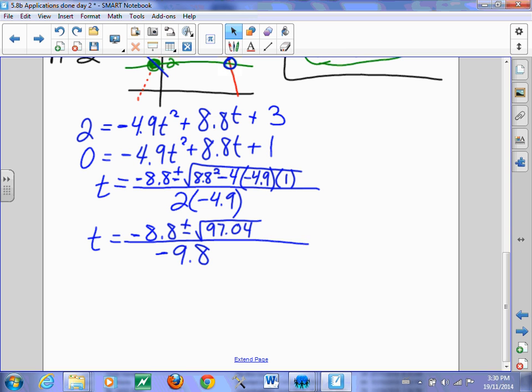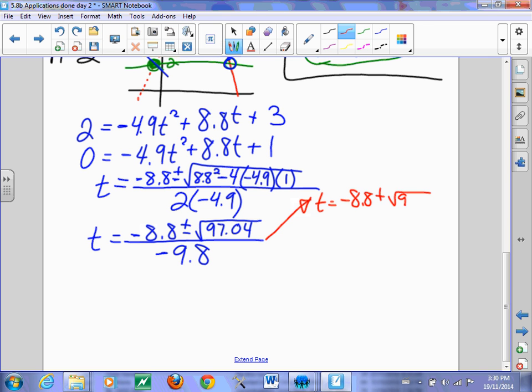All right, now that we got that, folks, we can break it into its 2 cases. So t equals negative 8.8 plus root 97.04, all divided by, remember to press equals first, and then divide by negative 9.8. Plug it in your calculator, folks, and you'll get negative 0.11.